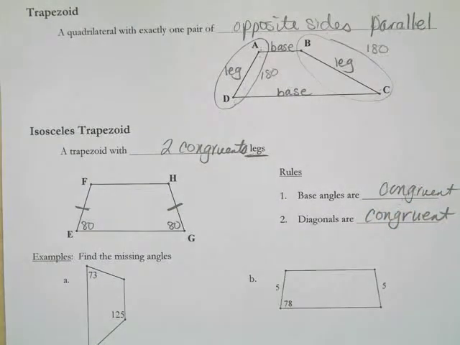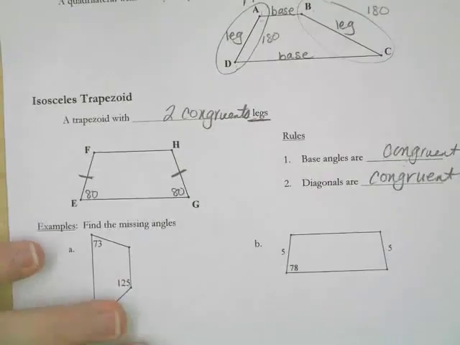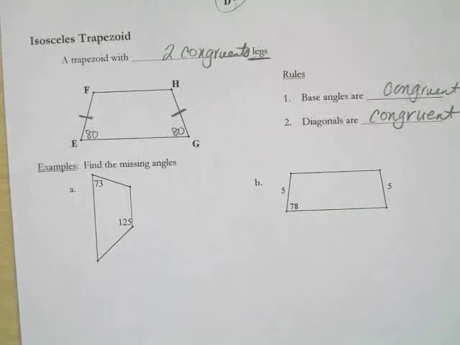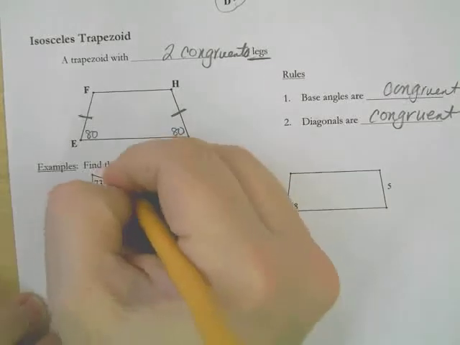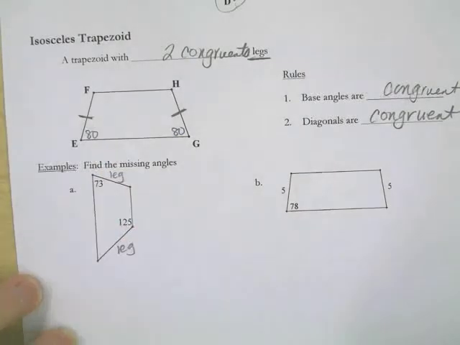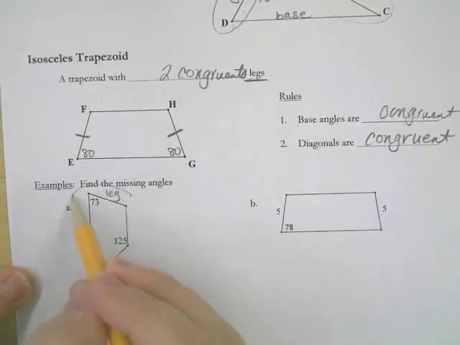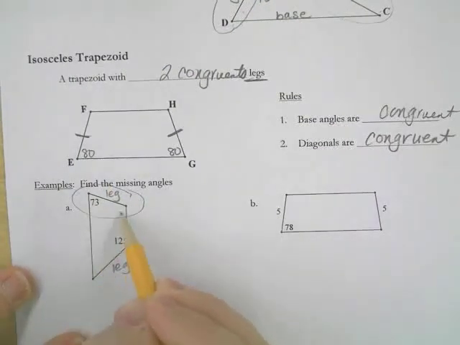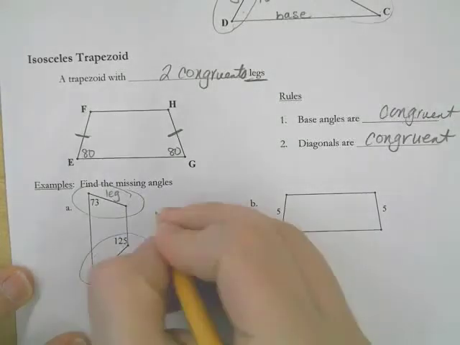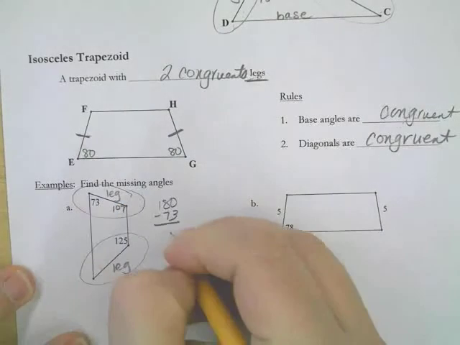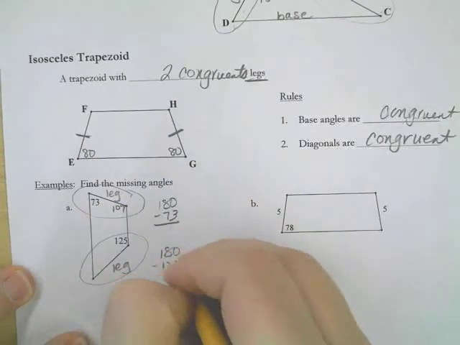Okay, so what we need to do now in this first example is find the missing angles. My suggestion is always just to mark the legs. So this is a leg, this is a leg. And if I look at this first section up here, I circled the legs. The angles that are circled, those are the ones that add up to 180. So here, these add up to 180. So 180 minus 73 is 107. 180 minus 125 is 55.